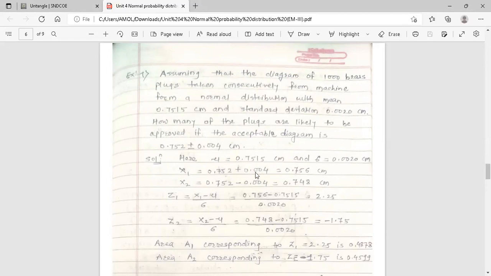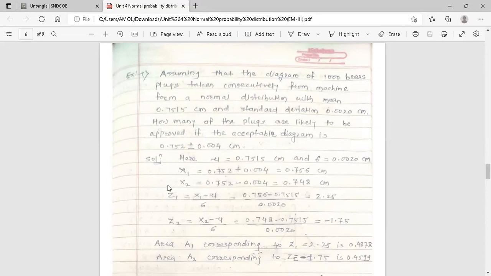0.752 plus 0.004 is equal to 0.756 centimeter. What is x2? You subtract this 0.004 from 0.752, and so the calculated value is 0.748 centimeter. So these are the values of x1 and x2.